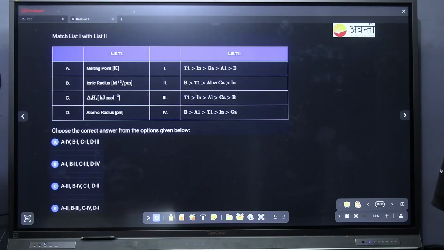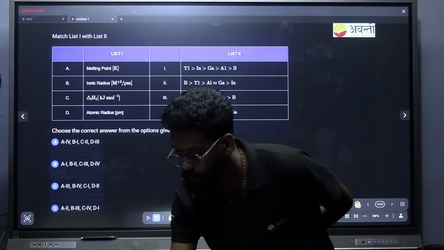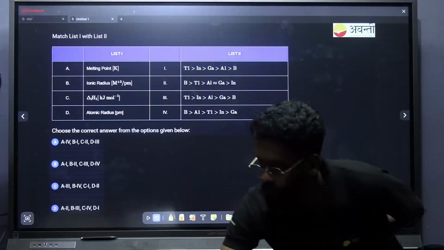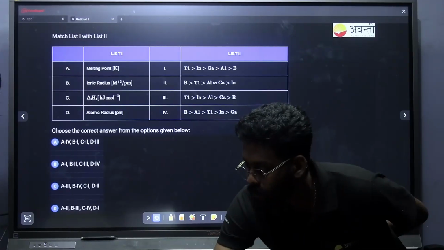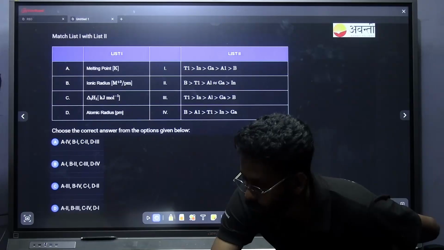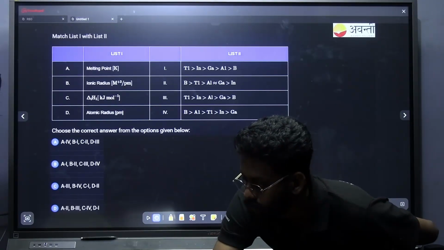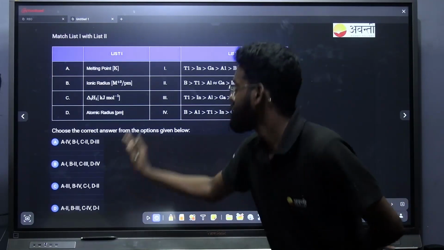Option A, B, C, D. Let me see the chat box. I think using option D, then Yusri is saying option D. Okay, we can see. Yes, any other options? I think using the options you can understand.